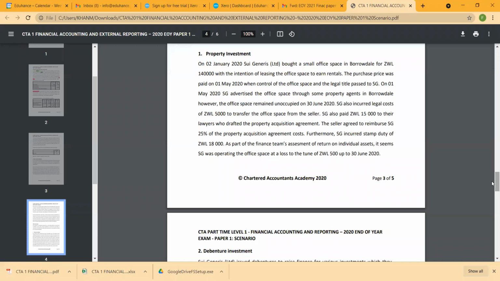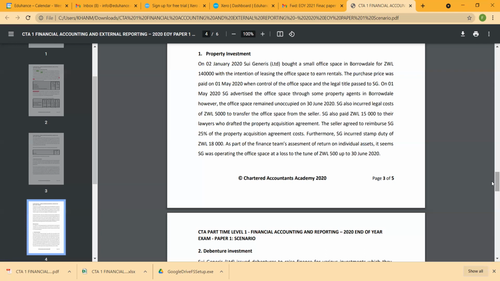So we know on 1 May, we're saying debit asset, credit bank, or credit payable. So now the question is, which asset? We know now the various asset statements in our head. Now we need to ask ourselves, which definition does this asset meet? So what should pop out in your head is that it's IAS 40, investment property.